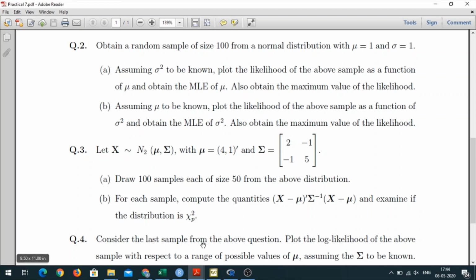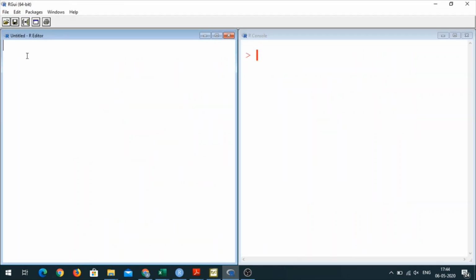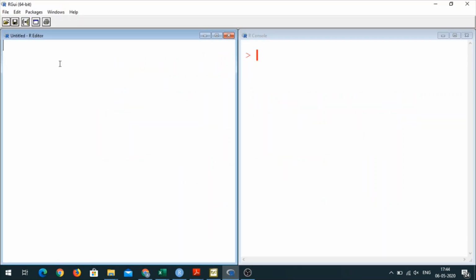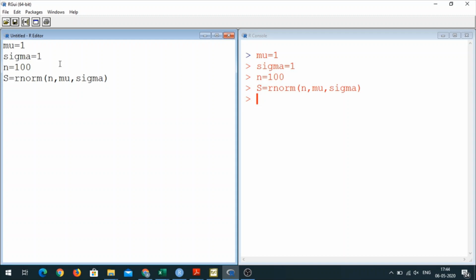Okay, so let us do this in R. I don't know whether you have noticed, but in this particular exercise we are having univariate normal distribution. Okay, so it's a univariate normal distribution. So my mu is 1, my sigma is also 1. Let my sample be rnorm, n is 100. We are supposed to obtain a sample of size 100 with mu and sigma. Okay, so let me run this. I have a sample.